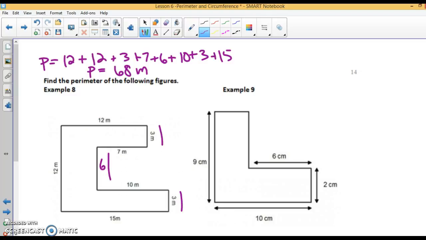All right, let's take a look at this shape. Let's fill in our missing sides. This side is 10, this side is 6, so this side has to be 4. This long side here is 9, this little chunk over here is 2, so this needs to be 7.